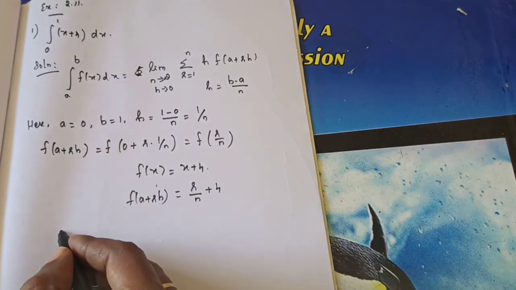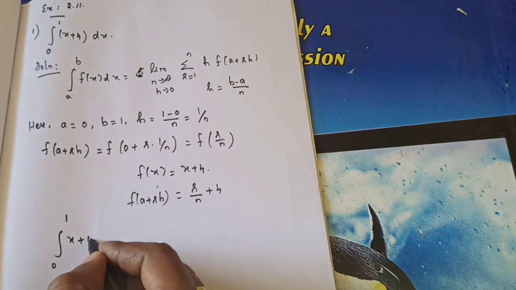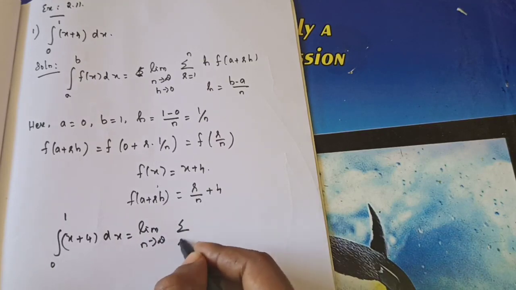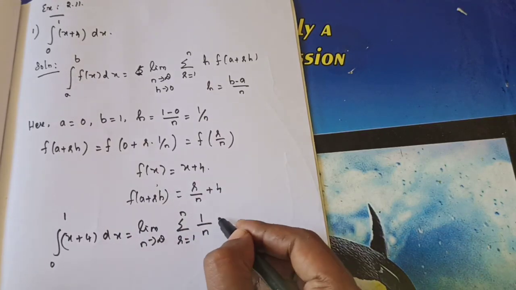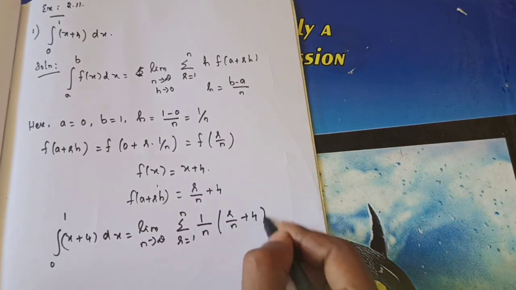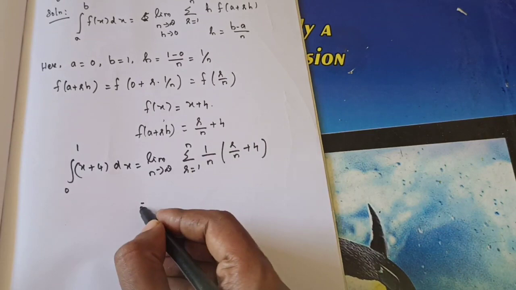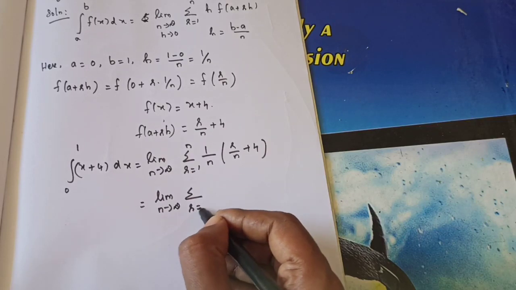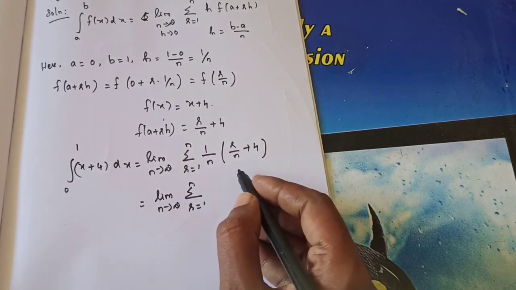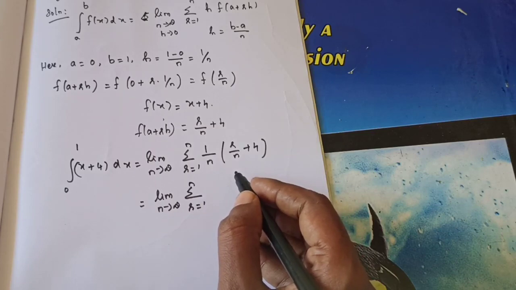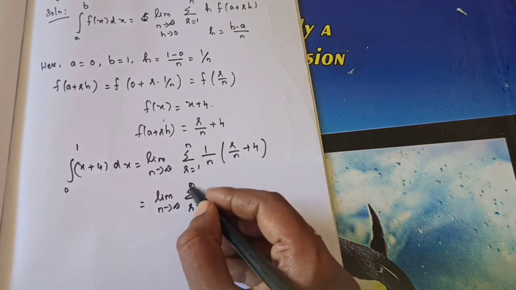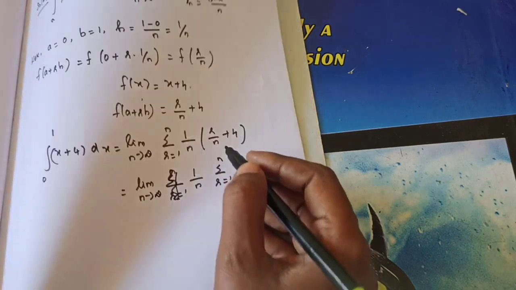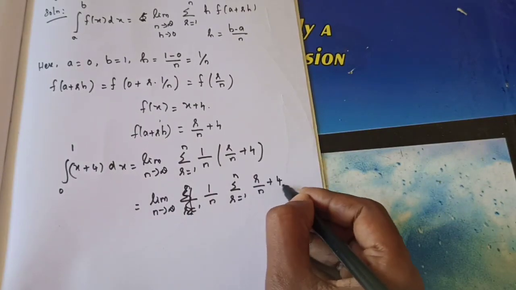Now you can substitute in the formula. Integral of 0 to 1 x plus 4 dx is equal to limit n tends to infinity summation r equal to 1 to n, h value 1 by n into r by n plus 4. Okay. So now you can multiply inside, otherwise you can take the 1 by n term outside, both are the same. Okay. So shall we take the 1 by n term outside? So 1 by n outside means summation r equal to 1 to n, r by n plus 4. Now you can apply that.